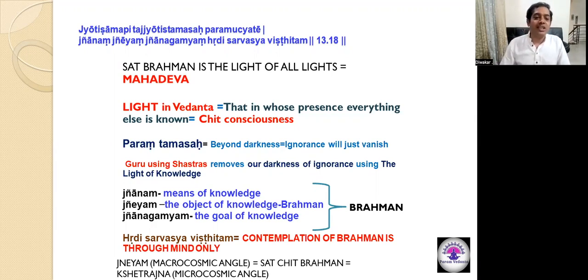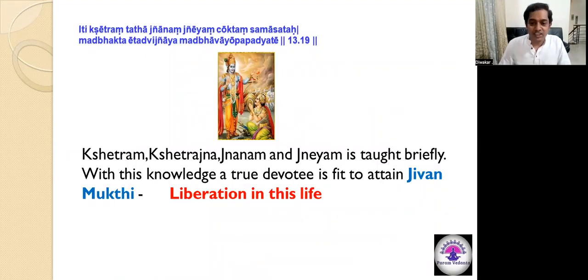In the verse 19, Sri Krishna says he has taught Kṣētram, Kṣētrajña, Jñānam and jñēyam briefly, and he says, knowing this, a true devotee becomes fit to attain his nature, meaning one is on the course to attain Jivan Mukti, that is liberation within this life itself. Hari Om.